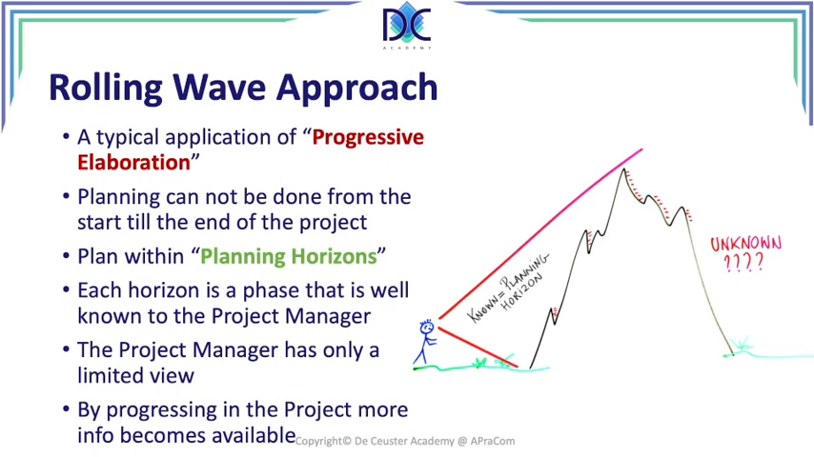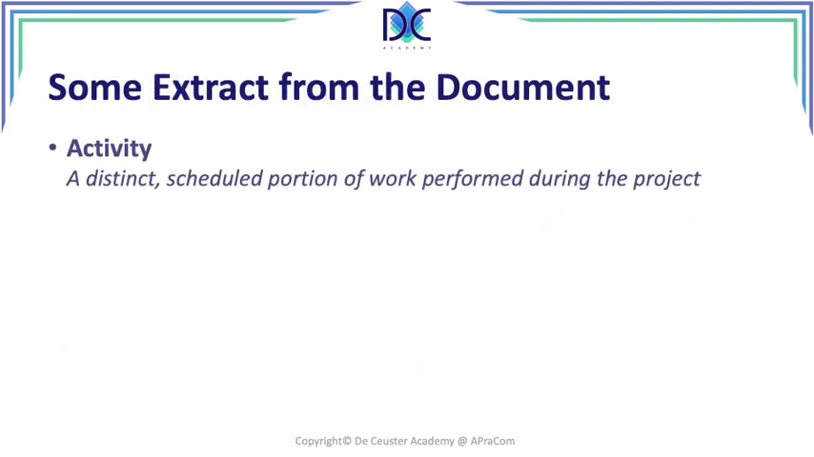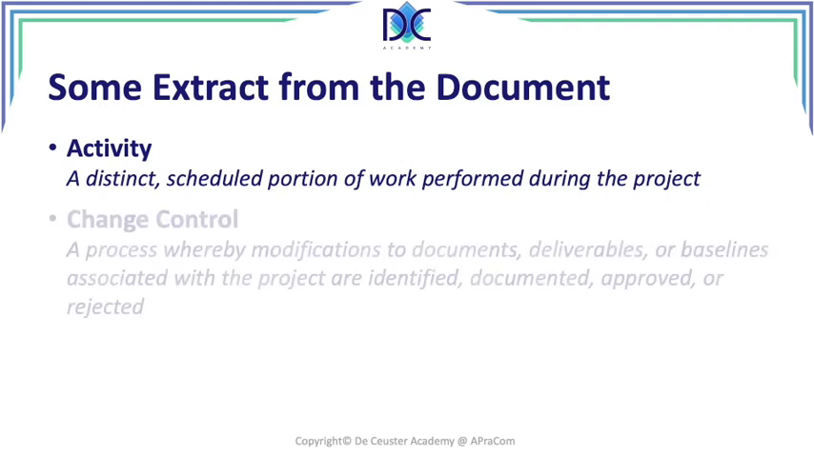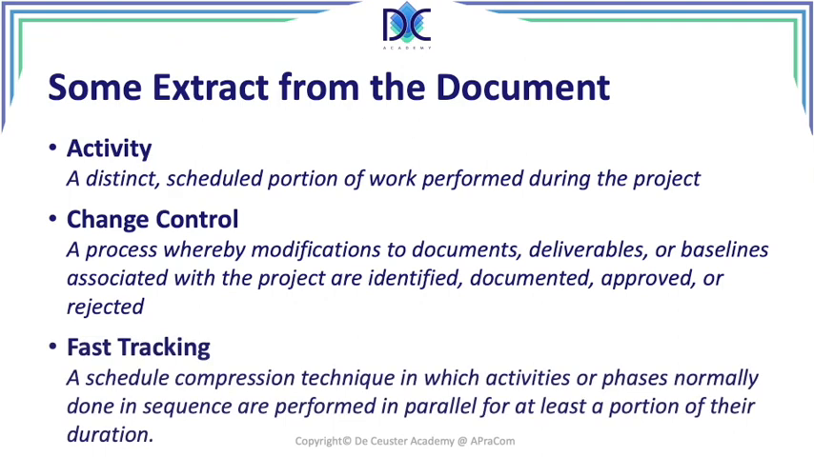Now let's have a look at some definitions that are in the document, in the lexicon. Activity. An activity is a distinct scheduled portion of work performed during the project. It's the work we're going to do. They have made a nice definition. Change control, a process whereby modification to documents, deliverables, or baselines associated with the project are identified, documented, approved, or rejected. And fast tracking, a schedule compression technique in which activities or phases normally done in sequence are performed in parallel for at least a portion of their duration.